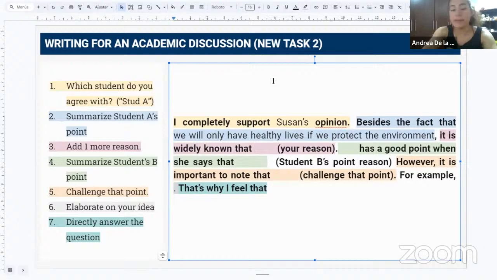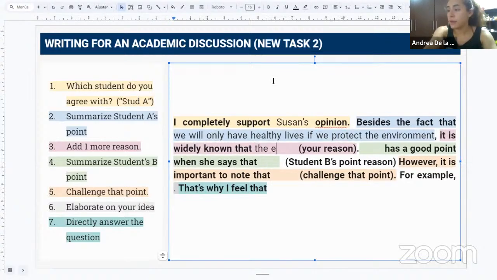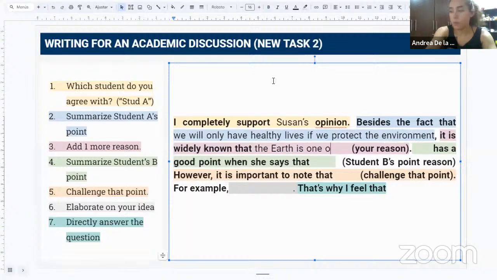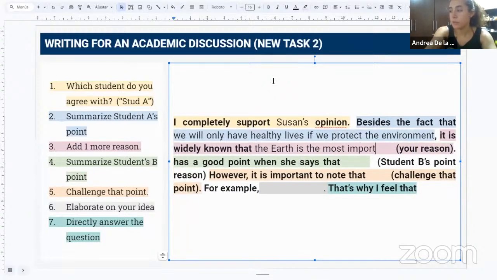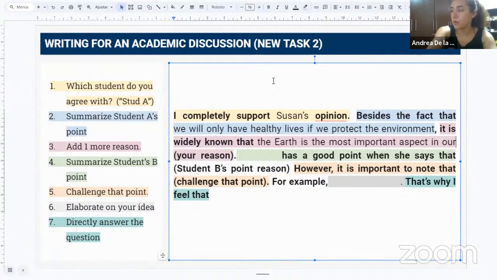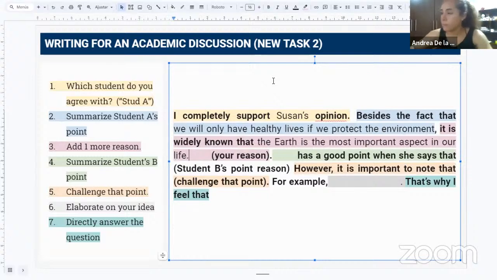So yes, we're going to say it is widely known that the environment, or let's say the earth, so that we don't repeat, the earth is one of the most, or let's say the most important aspect in our life. Okay. I don't want to repeat life, but we'll think of another word later. The important thing is that you understand the structure so far.